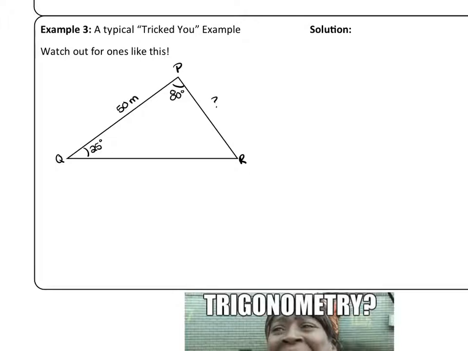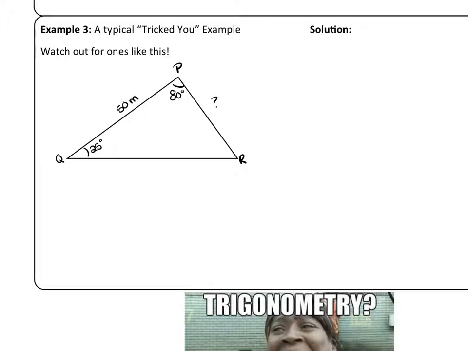All right, so this last example, a lot of people get to this one and they're like, oh, you tricked me. So I'm going to show you what happens in this typical tricked you example. So keep an eye out for these ones. Now, you'll notice that I don't right away have a relationship where I have an angle on the opposite side. So this one, I'm missing that side. That one, I'm missing that side. And that one, I don't know what the angle is.